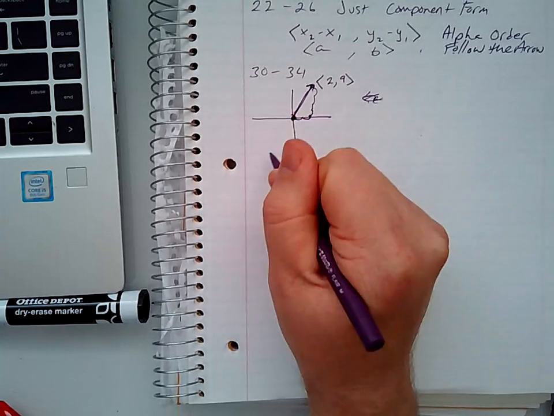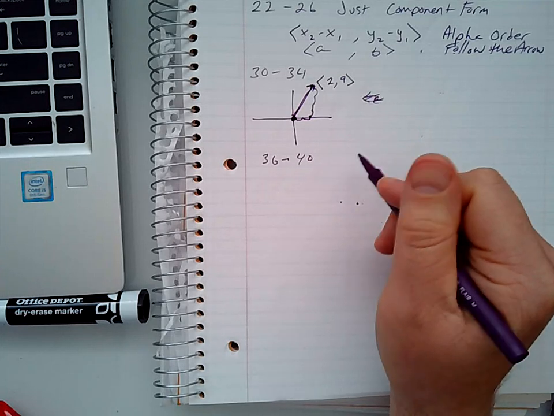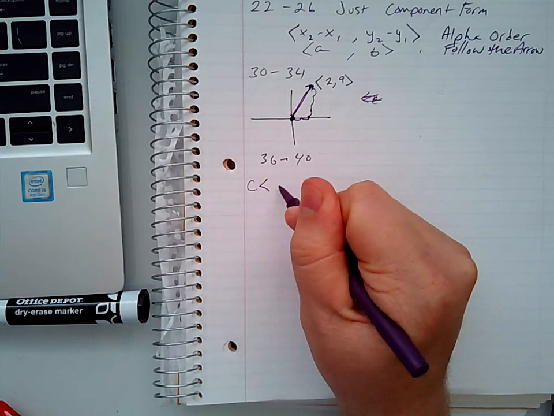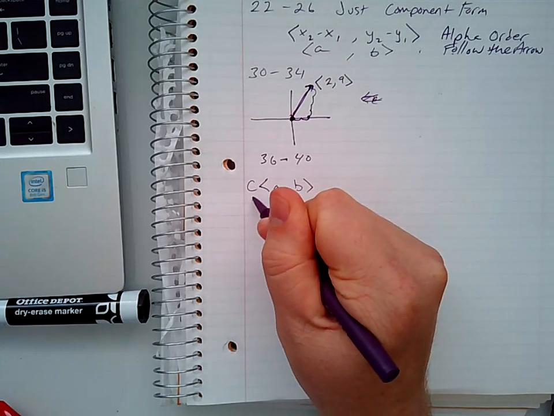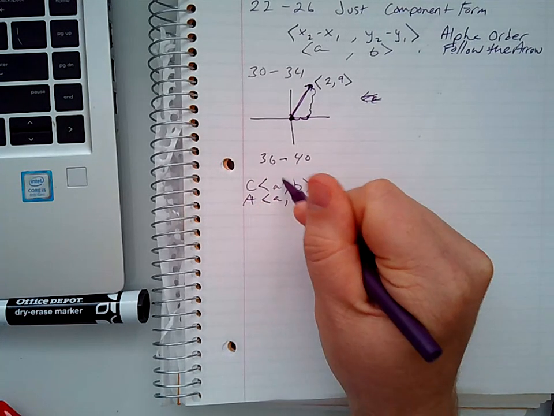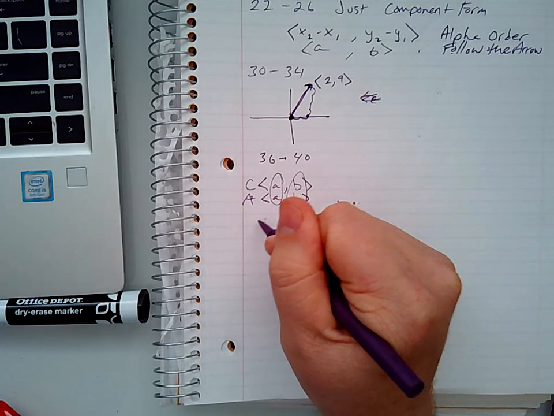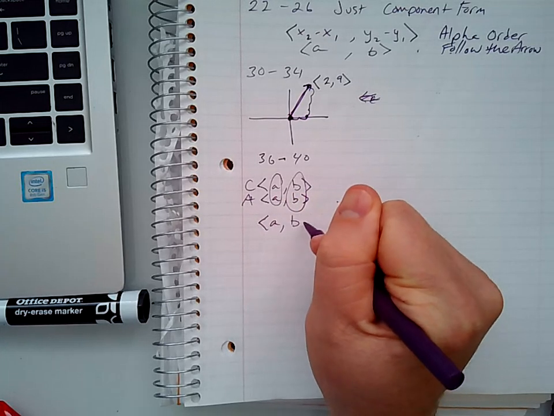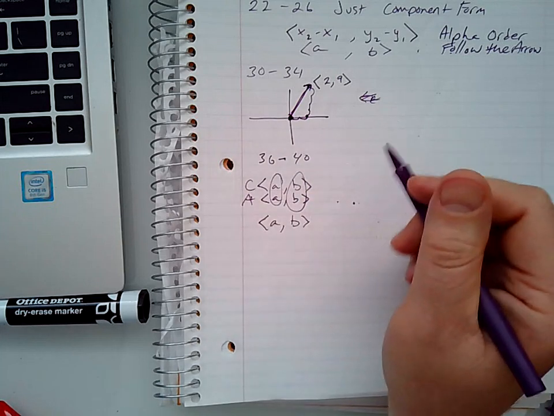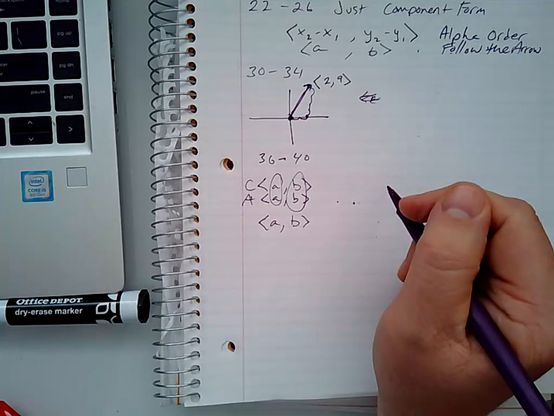Let's do 36 through 40. Whenever you're adding, so like 36 says vector C plus vector A, you're taking vector C, and vectors A and B, and then you're adding these two together. So you're adding these two together to find a new one, and adding these two together to find a new one. And that resultant vector will be a new vector, or a new component form. Okay? Do that for both of those. On number 40, make sure you multiply A and B on vector B before you add it to vector C.